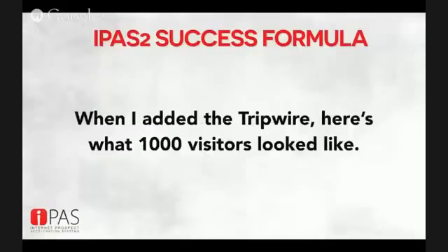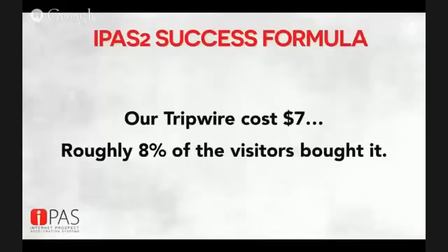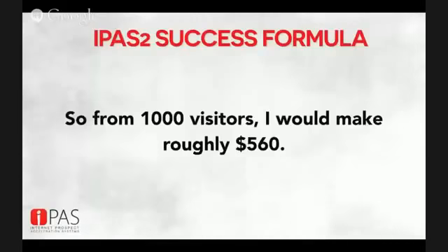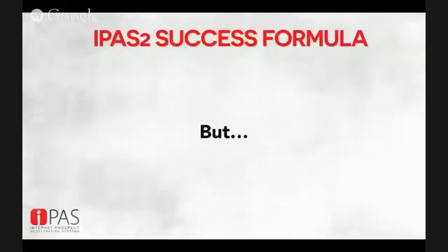When I added the tripwire, here's what 1,000 visitors look like. Now, our tripwire costs $7. Roughly 8% of the visitors bought that. So the difference being, from 1.5% we now move to conversions up to 8% buying the $7 offer. So for 1,000 visitors, I would make roughly $560.